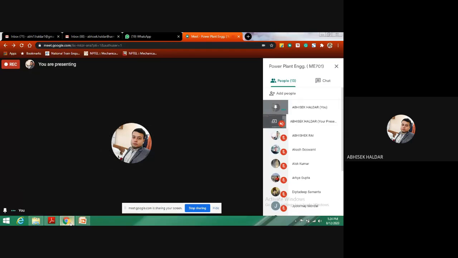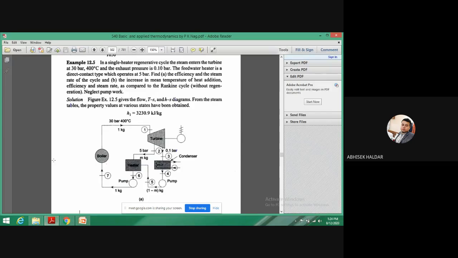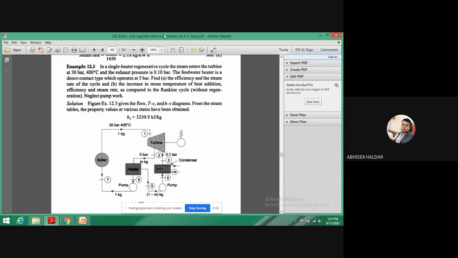Okay, so let us see this problem. In a single reheater regenerative cycle, in your semester exams it may go up to 2, up to 2 reheat or 2 regenerative, not beyond that. Whenever I have explained the theory, I have taken two heaters, if you remember, so it will not go beyond that.